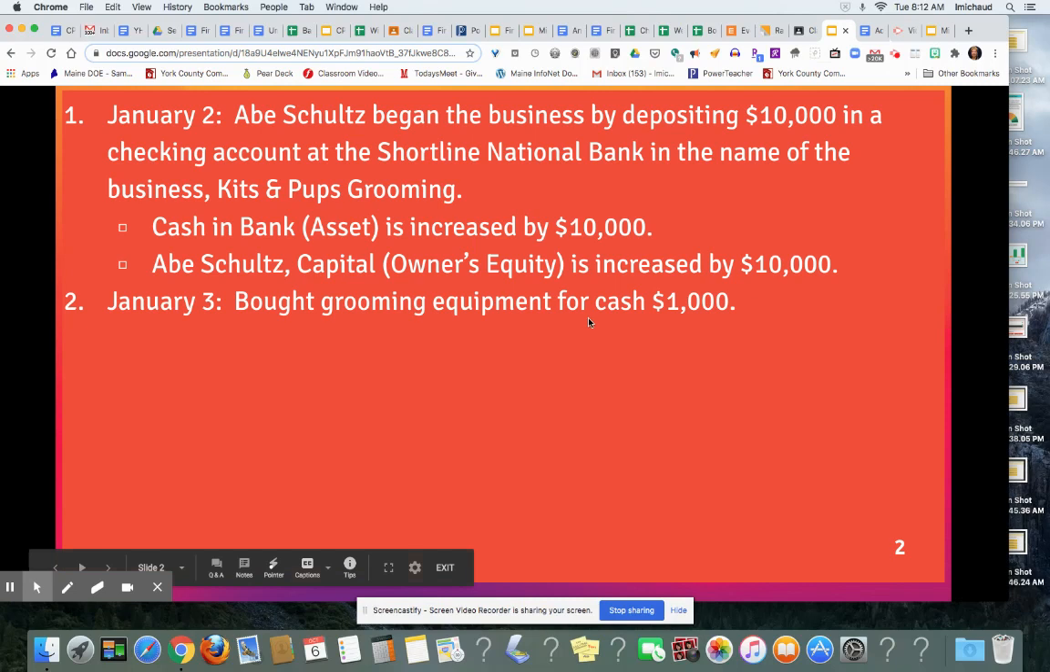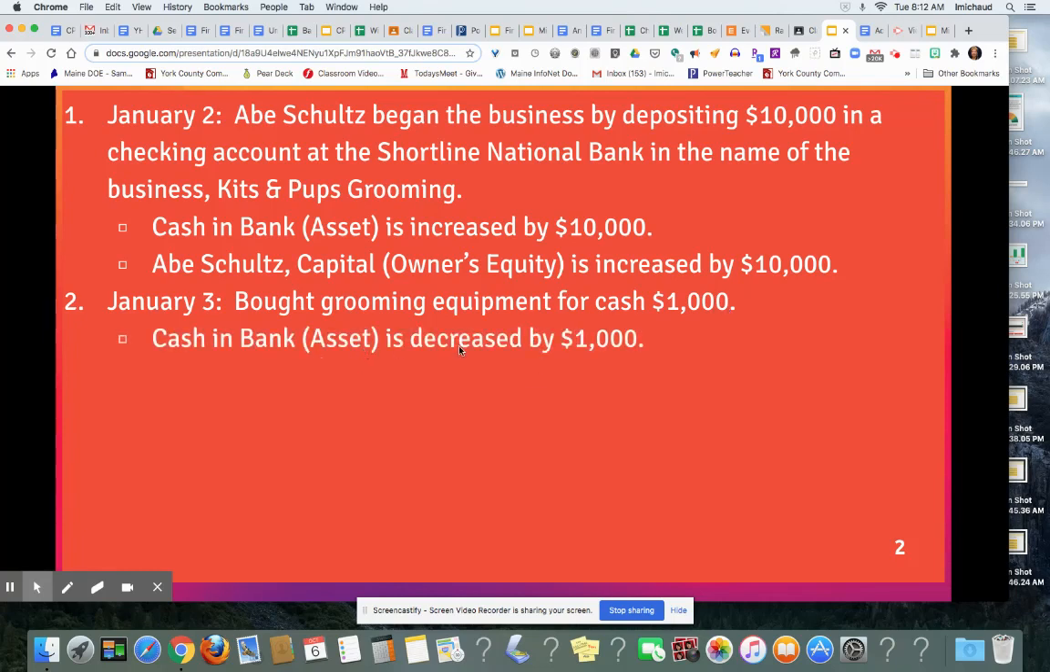Transaction 2, January 3, bought grooming equipment for cash for $1,000. So think about this. We have less cash than we had before. And that's an asset. So cash in bank, an asset, is decreased by $1,000, but we have grooming equipment that we did not have before. So that's an asset that is increased by $1,000. So you want to record this on your table.